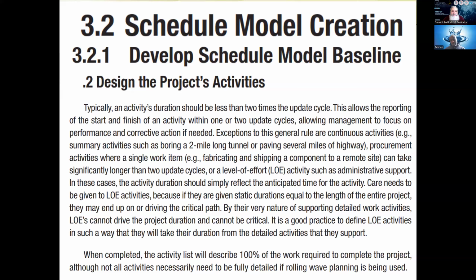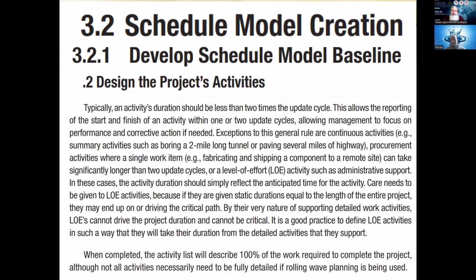Summary activities such as boring a 2 mile long tunnel or paving several miles of highway. This is a big activity. It may take 6 months. But then you have to break it down into smaller sections, right? So these kinds of activities, where you have to really measure, are called summary activities, which define a longer period. Like maybe it is a target of a phase to complete. But this activity crosses phases.